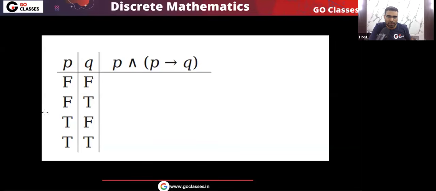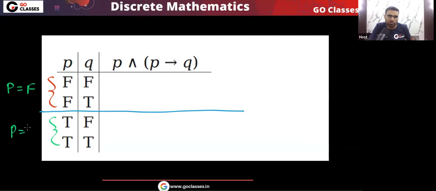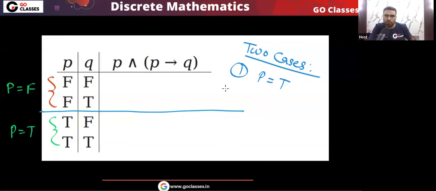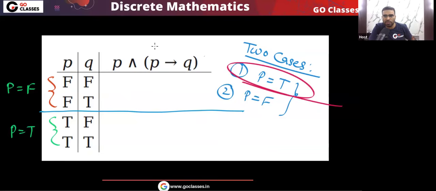But notice one thing. Can I say that in the first two truth value combinations of p, q, the value of p is false? And did you notice that in the other two, the value of p is true? So basically I can say that only two cases are possible: either p will be true or p will be false, yes or no? Only two cases are possible, one is when p is true and another is when p is false. Do you agree with me?